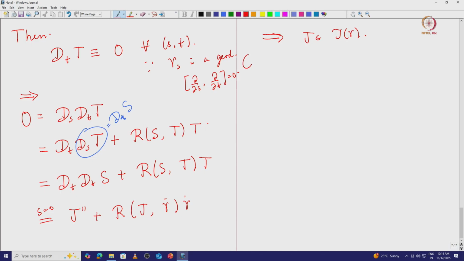Now for the converse. Here we are assuming now that J is a Jacobi field and our job is to produce this variation through geodesics whose variation vector field is J. So the idea is the following: you take these points P and Q, let us say this is gamma.